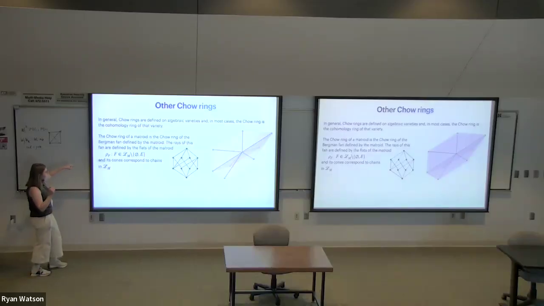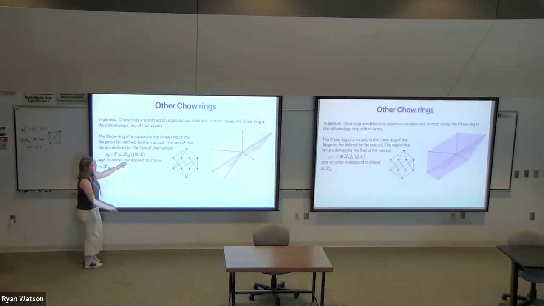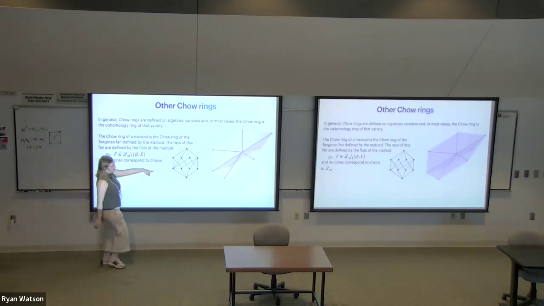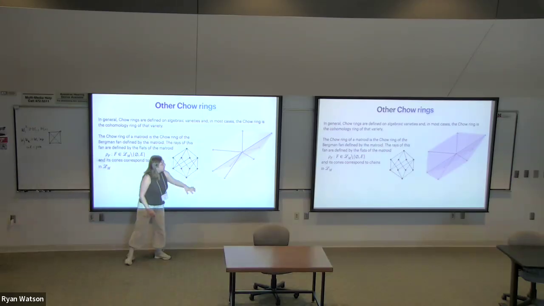This fan has rays that are defined by the flats of the matroid that are non-empty and not the whole set. And the whole set would just add another degree that we don't need. And its cones correspond to chains in the lattice of flats. So for the smaller example we saw at the very beginning, this is the fan for it.